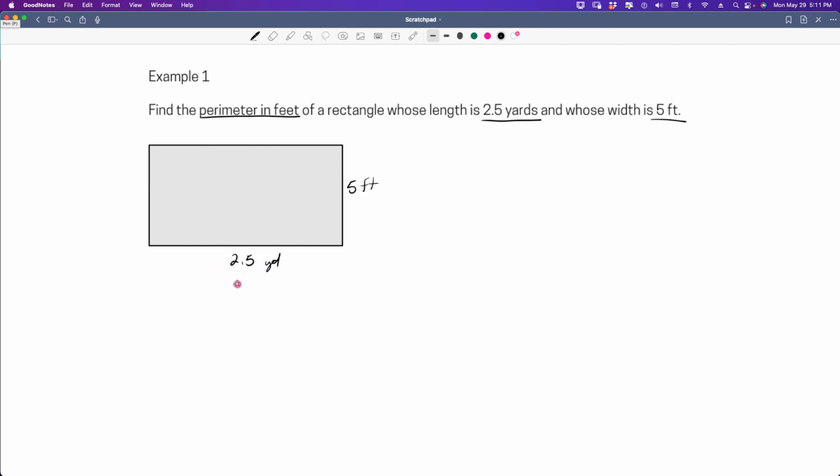Okay, yards, I've got to convert that to feet in order to get perimeter in feet. So I'm going to have to do a little conversion unit math here. So 2.5 yards over 1. And I know in a yard there's 3 feet. So I'm going to say 3 feet in 1 yard, and the yards will cancel. 2.5 times 3 gives me 7.5 feet. So I am going to replace yards with feet.